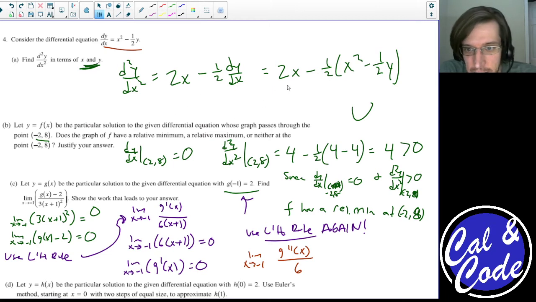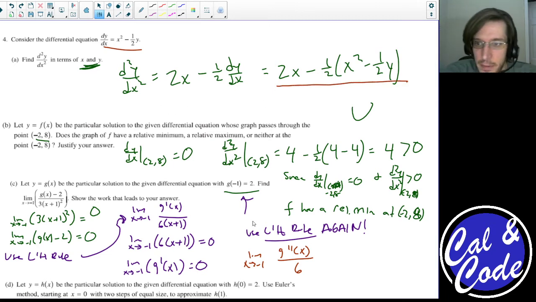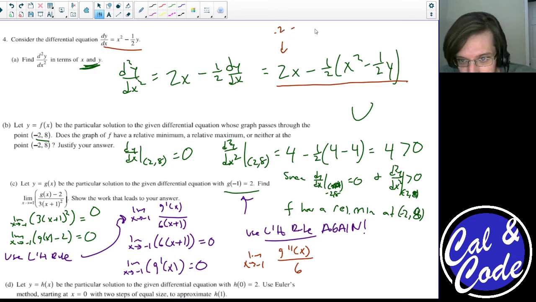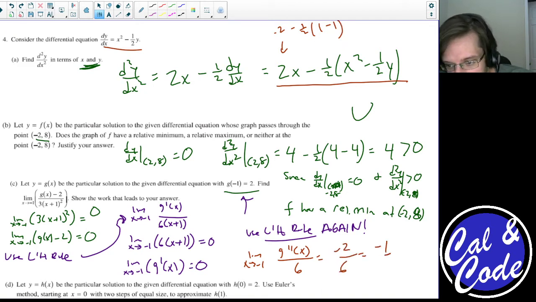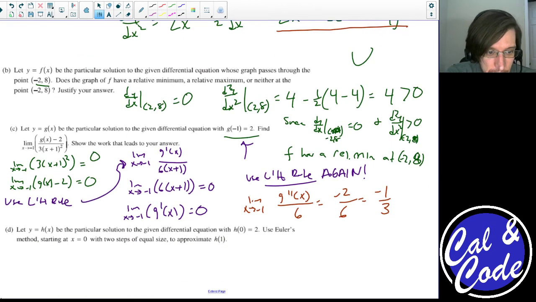And g double prime of x is the second derivative. So I'm going to put the second derivative in here at negative 1, 2. So when I put that in, I'll have negative 2 minus 1/2 of 1 minus 1. So basically what I end up with is negative 2 over 6, which is negative 1/3. And I have done it. I have found my limit.